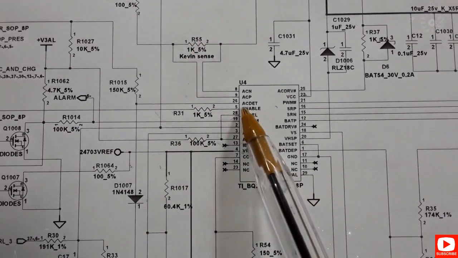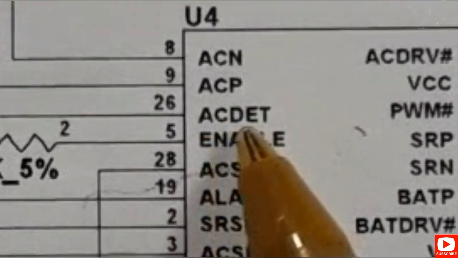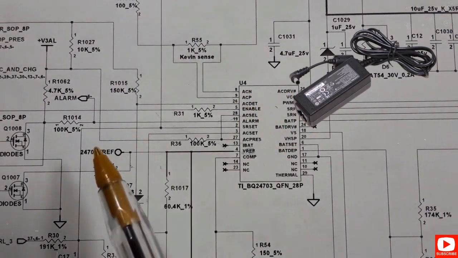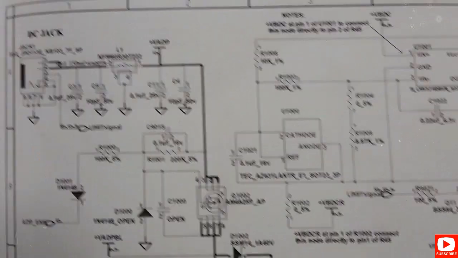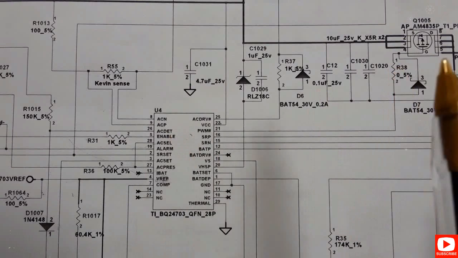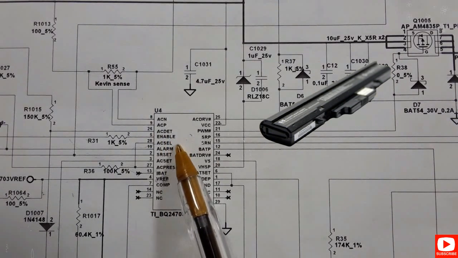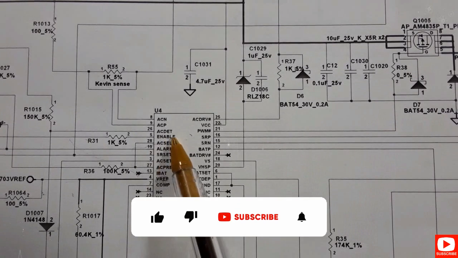The next signal, or pin, we have is AC detect. Basically, AC detect means that when the adapter is plugged into the motherboard or the laptop, the power management IC detects this adapter. When it detects the adapter, the battery will stop powering the motherboard. And when the power management IC detects that the adapter is removed, it lets the battery power the laptop. So AC detect is a very important signal.